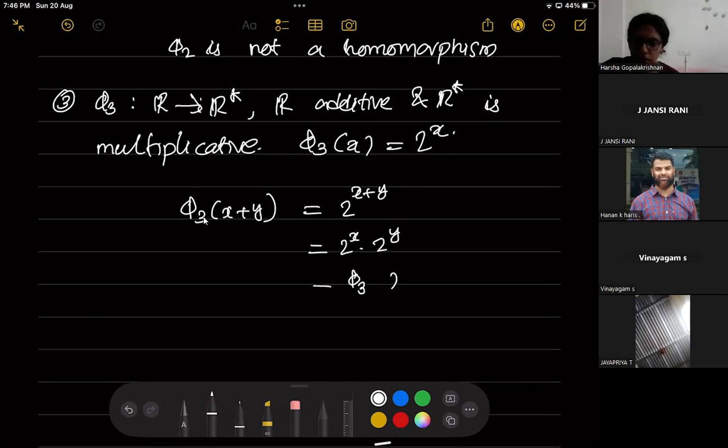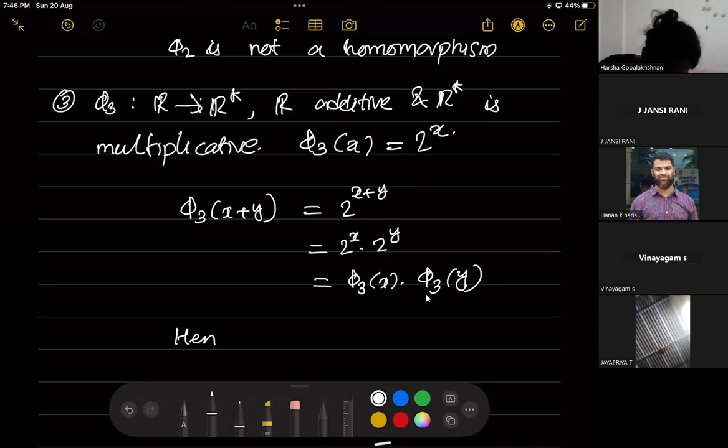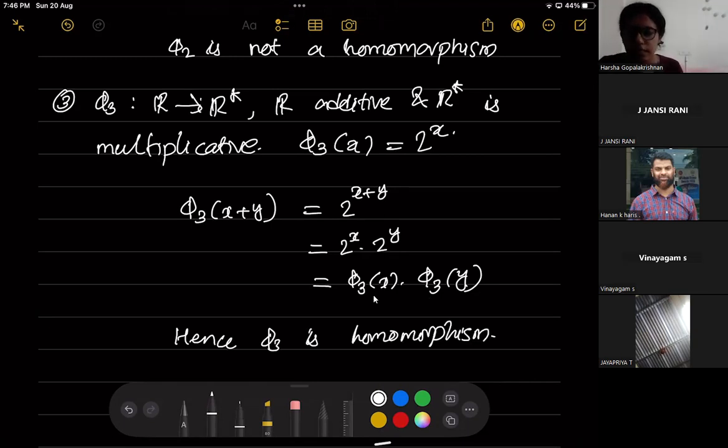Here the domain is under addition and the range is under multiplication. So accordingly, we have to take the operation on both sides. So phi 3 of x plus y equals phi 3 of x into phi 3 of y. And hence phi 3 is a homomorphism. So homomorphism checking is now fine for you, I think. You can go through some exercises again if you want.